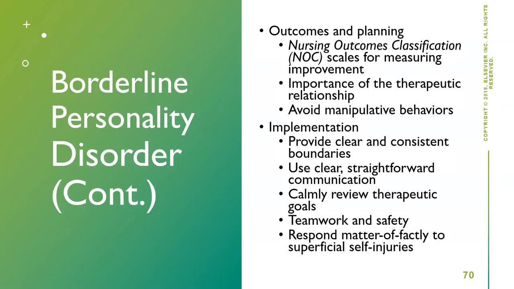Outcomes, what are we going to look at? Improving the relationship, cut down on the manipulative behavior. Mindfulness is a big one. When we talk about different types of therapy, we'll talk about DBT, which is a new one.